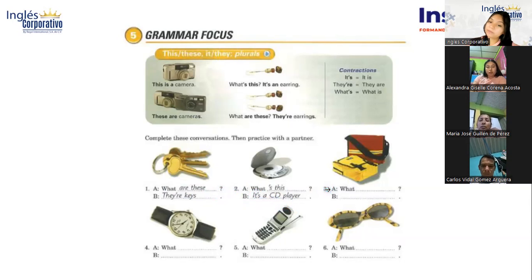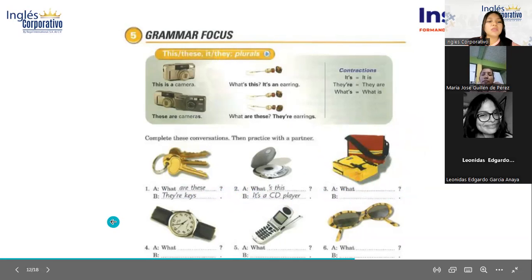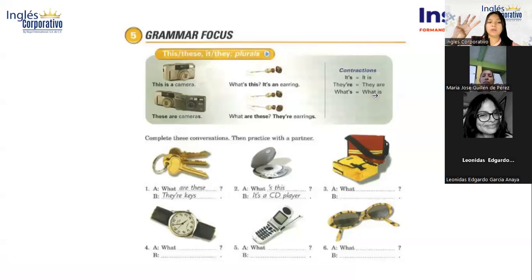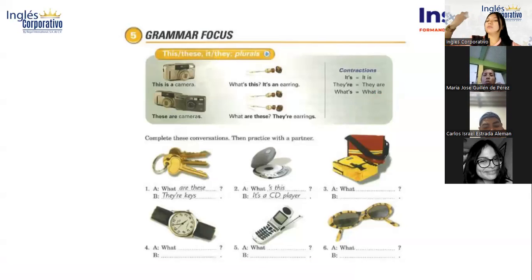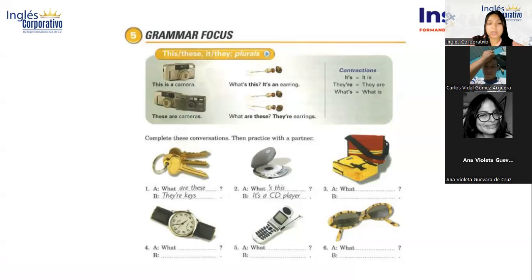And number three? What are these? These are bags, all right, in our box. Yes. What about number four? What is this? A watch.